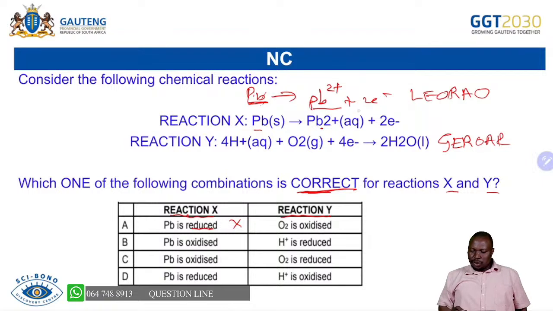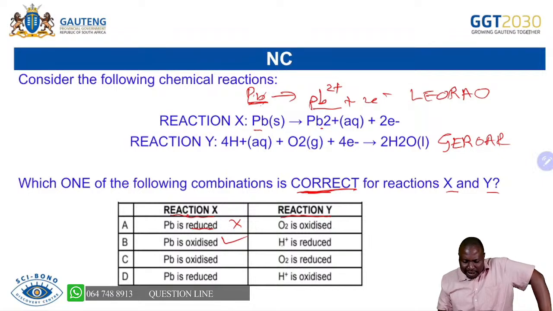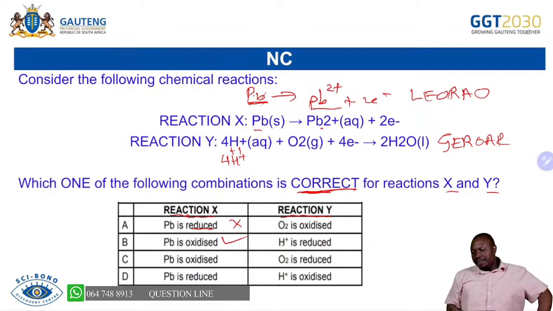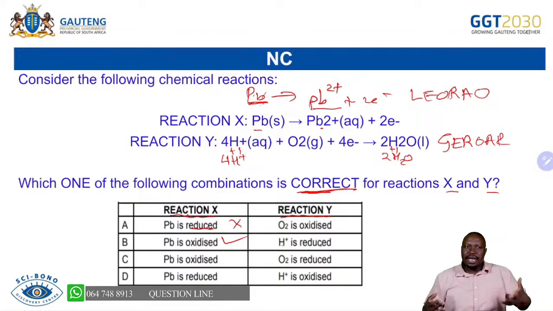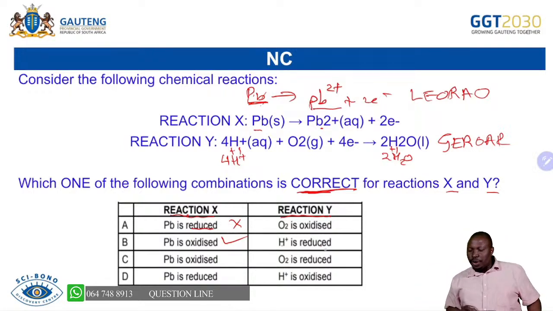Option B, Pb is oxidized. Correct. Pb is oxidized, and they are saying H plus is reduced. Interesting. Let's check. The oxidation number of 4H plus here, we're given 4H plus like that. Its oxidation number is +1. And then if you go to 2H2O, the oxidation number of hydrogen is still +1. So the oxidation number of oxygen did not change. It remained the same. So it cannot be reduced when it remained the same. Hence, we are going to say this is wrong because H plus is not reduced. It remains the same. Now, let's go. Lead, we have agreed Pb is oxidized.